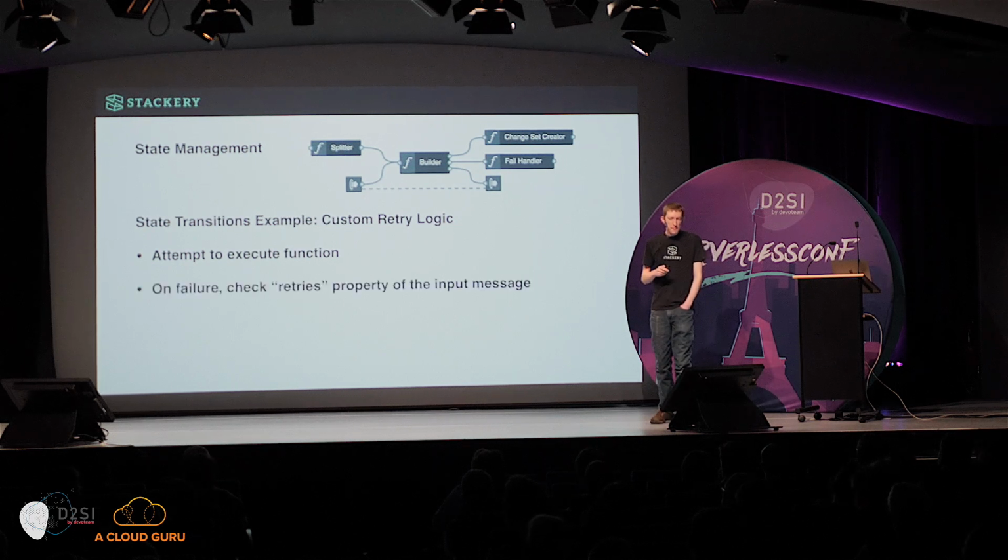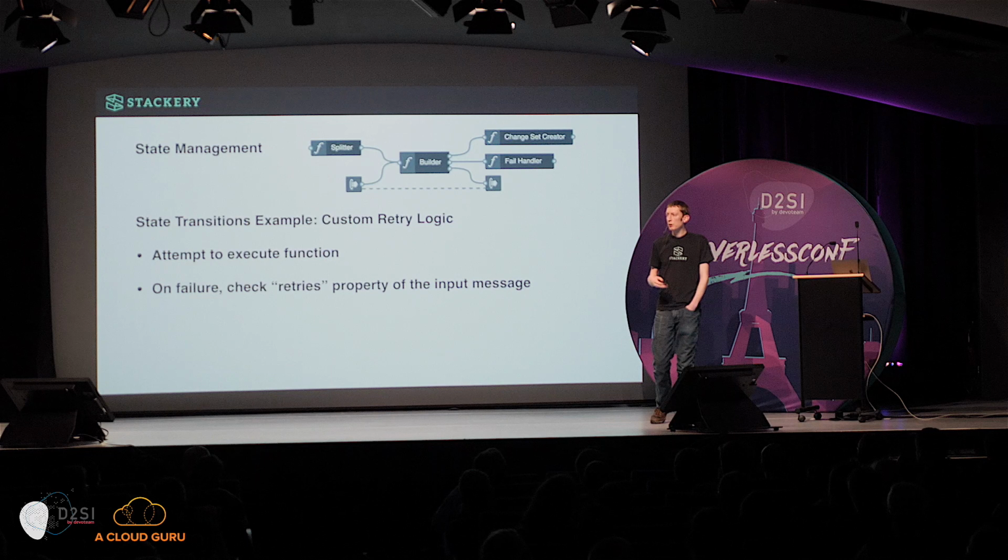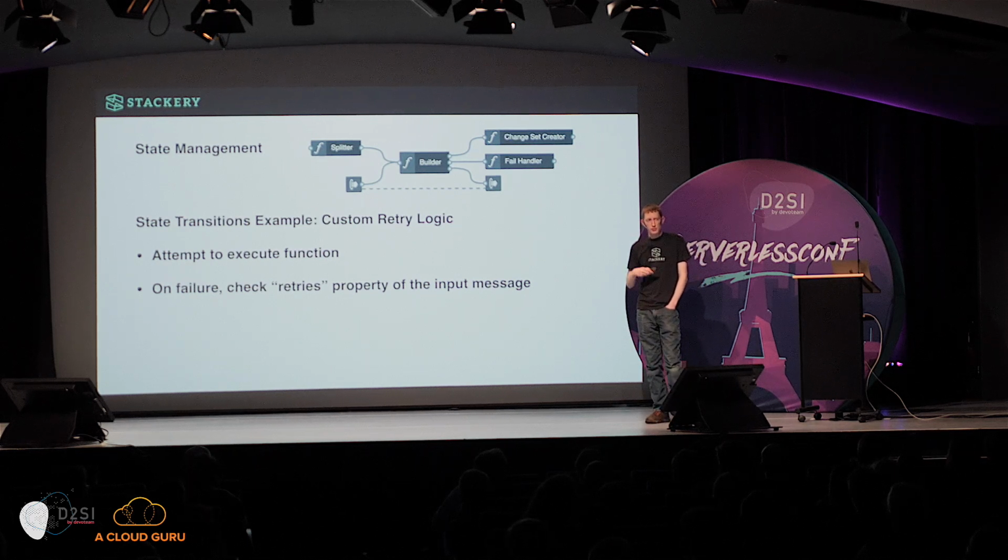But maybe that builder fails. One of the steps that we do as we're building your function is we install all of your dependencies. So if it's a Node.js function, we run npm install. If it's a Python function, we run pip install for all your dependencies. Sometimes those external services fail, and we want to have some kind of resiliency in our system.